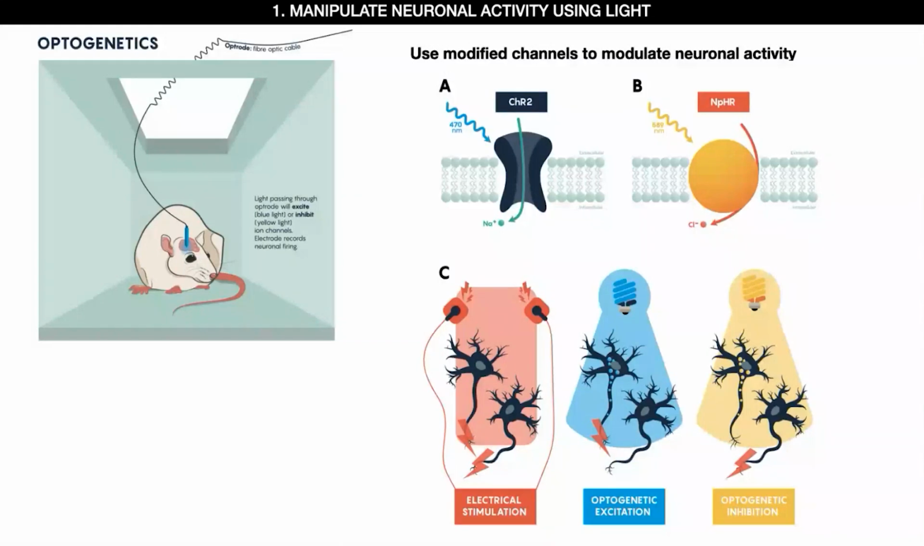Electrical stimulation, as you can see here in this graph in red, allows the possibility to activate neurons just by sticking an electrode in specific areas of the brain. So we can still manipulate those neurons and activate them.